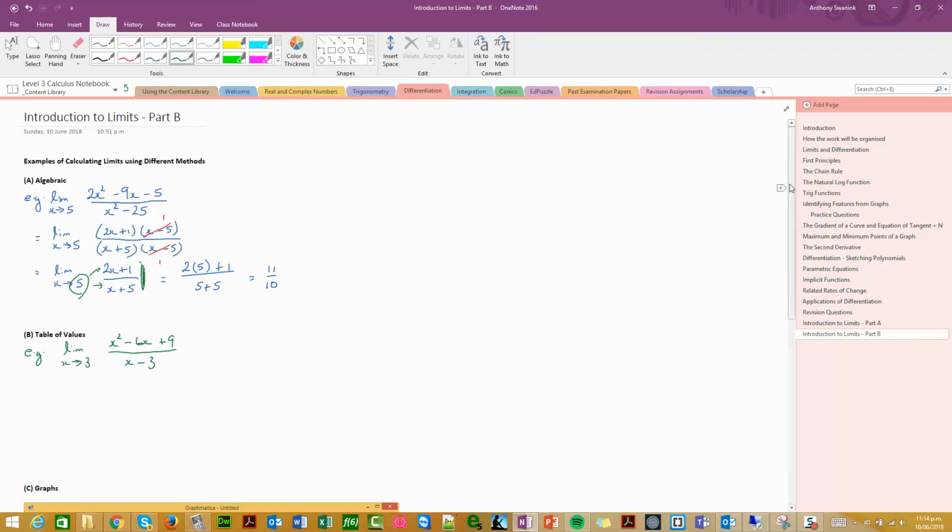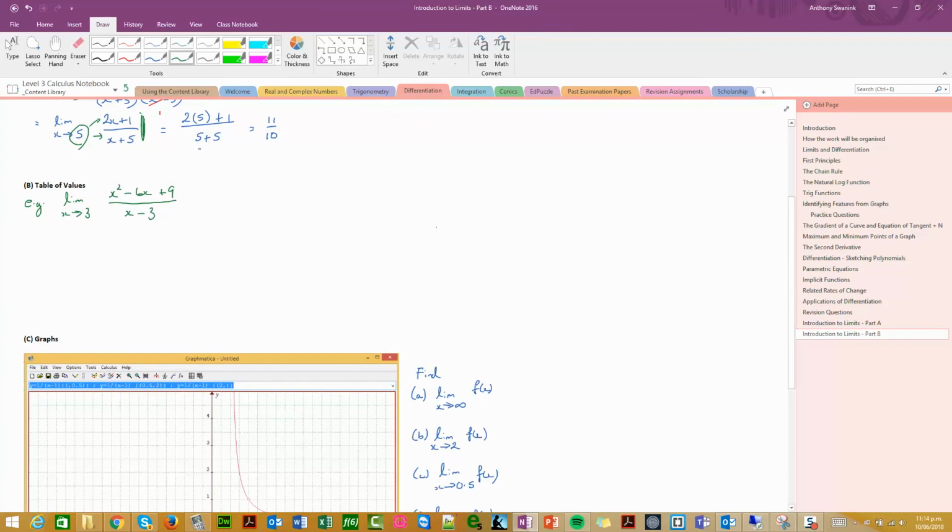Okay, let's move on to the second example: a table of values. What do I mean by that? Well, we're going to get a table of values around x equals 3. So how do we do that? One method, you could use your graphics calculator for that. What I'm going to do is actually use Graphmatica for this.